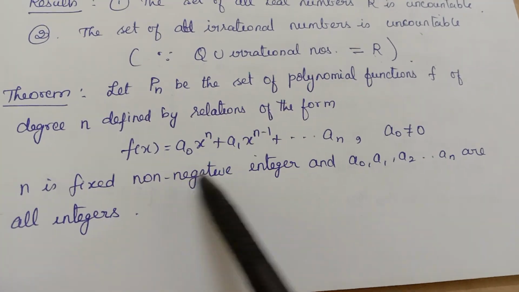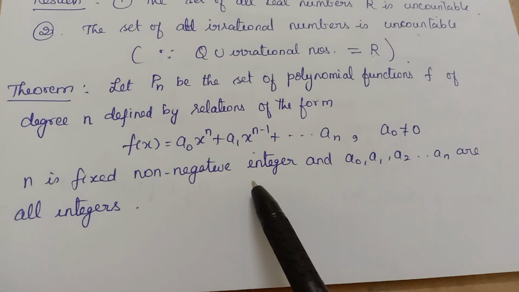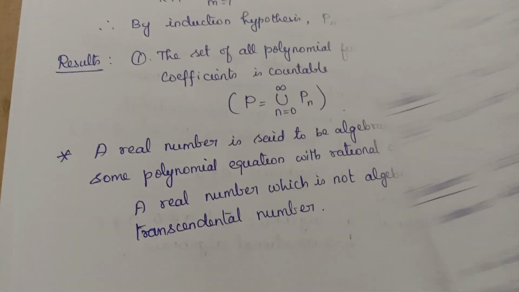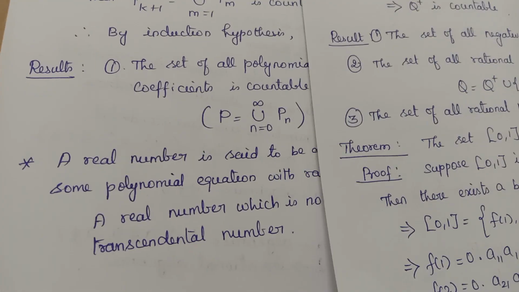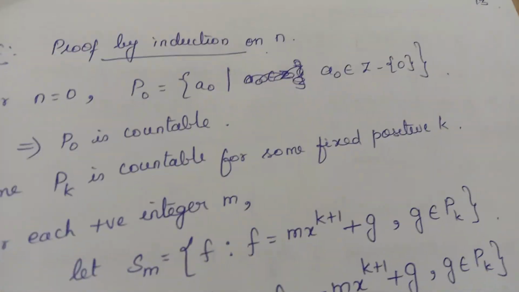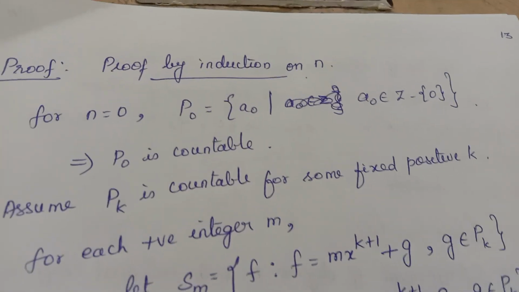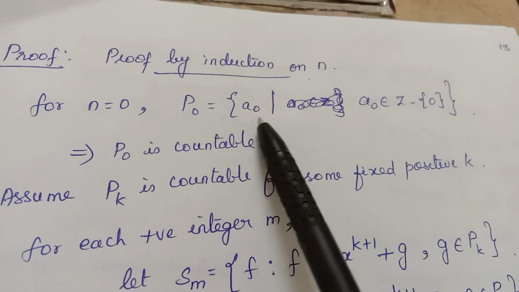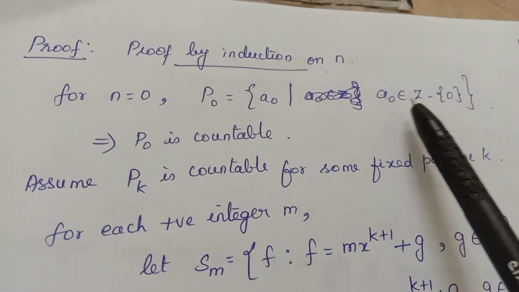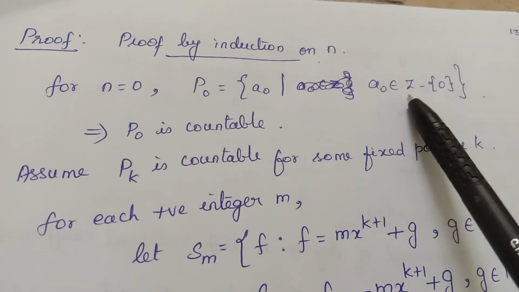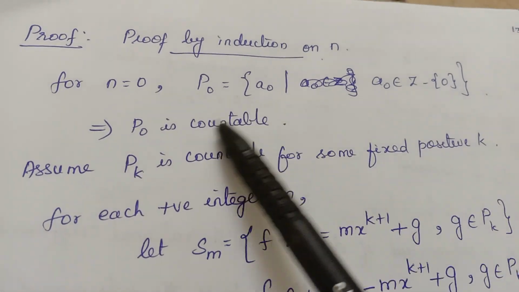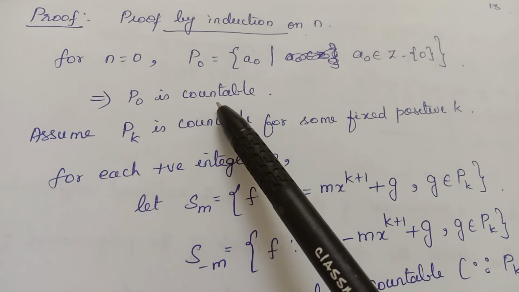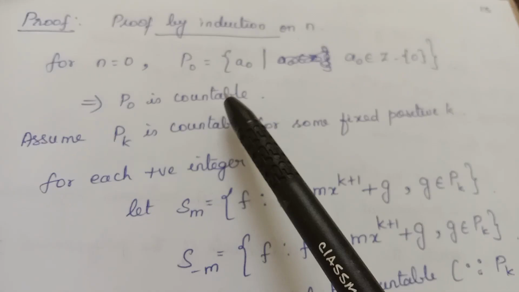Next one: let Pn be the set of polynomial functions of degree n defined by relations of the form f(x), that is an nth degree polynomial with non-negative integer coefficients. We have to prove it is countable. Now we are going to prove this by induction on n, the degree of the polynomial. See, for n equal to 0, a 0 degree polynomial means what? That is the set of all a naught, integer coefficients only, no? So a non-zero polynomial means a naught belongs to Z minus 0. We know the set Z is countable, therefore P naught is also countable.